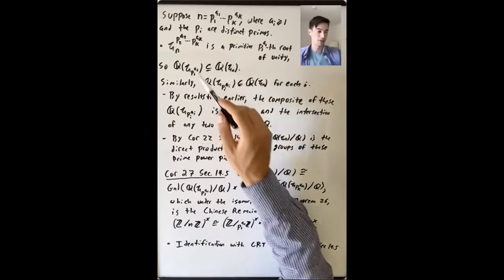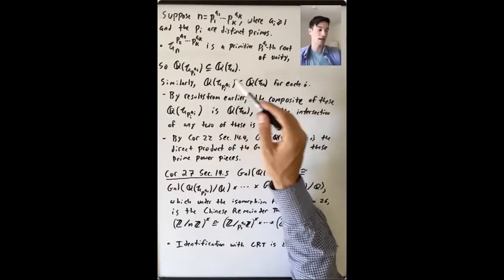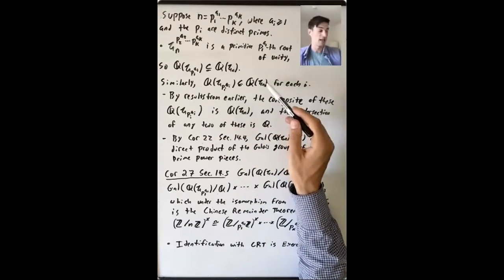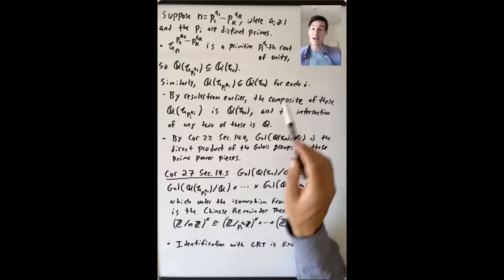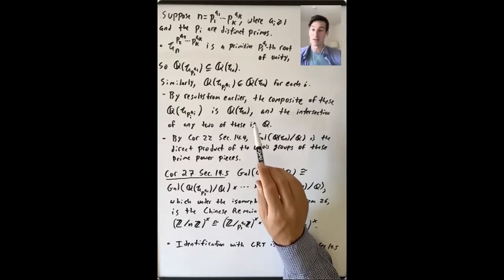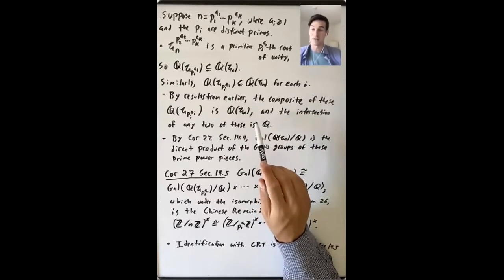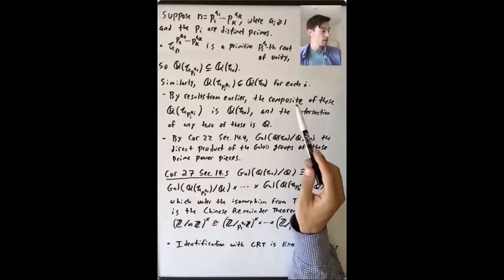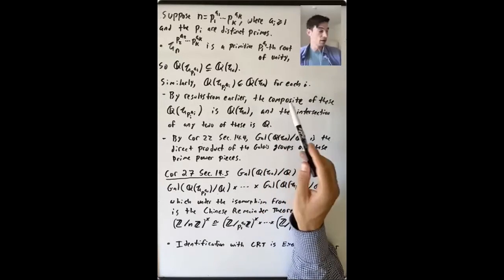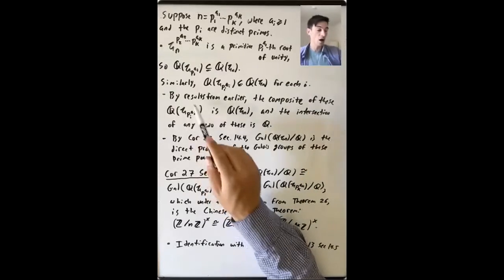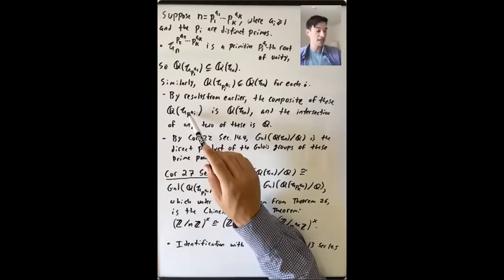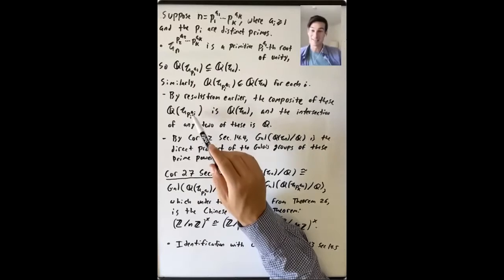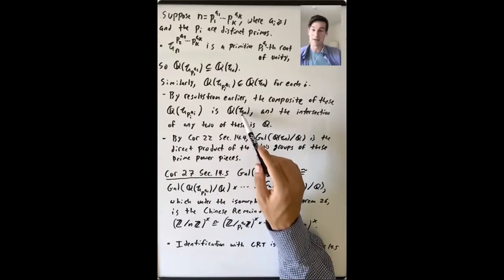There's nothing special about one here. Q adjoin zeta pi to the ai is a subfield of Q adjoin zeta n for each i. And now we can apply results from earlier that we have about composites and intersections of cyclotomic fields. So by the result from earlier, the composite of all of these Q adjoin zeta pi to the ai extensions is Q adjoin zeta n.